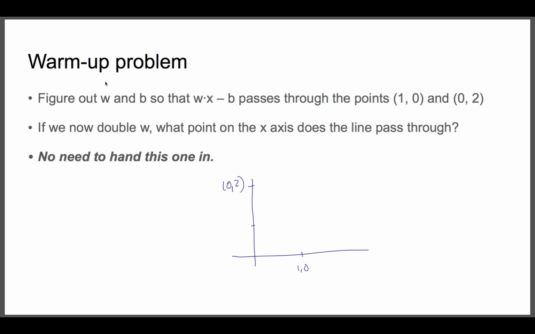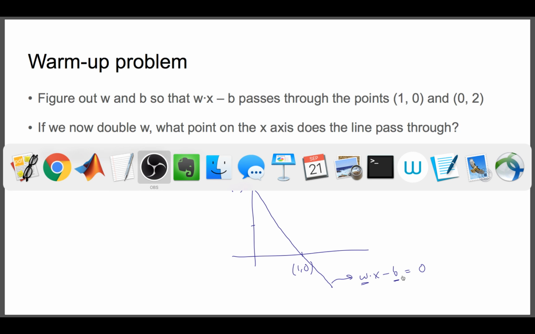All right, so here's the warm-up problem again. We have these 2 points, (1, 0) and (0, 2), and we would like to get a line that passes through both of these, in the form w dot x minus b equals 0. We are asking you to figure out w and b so that this happens. You don't need to hand this in, but I'll wait a few minutes and people can ask questions, and we will try and answer them.